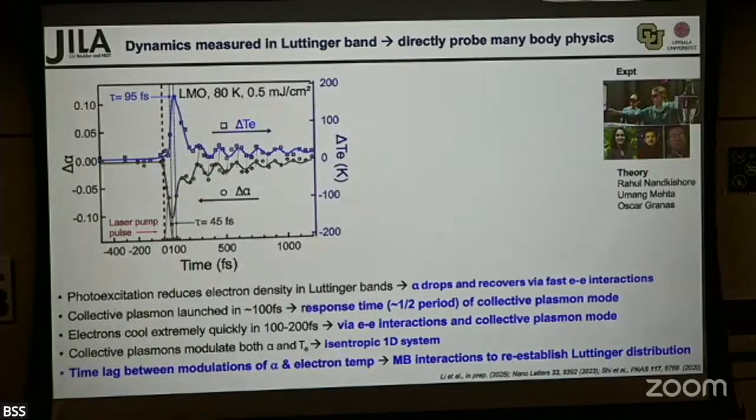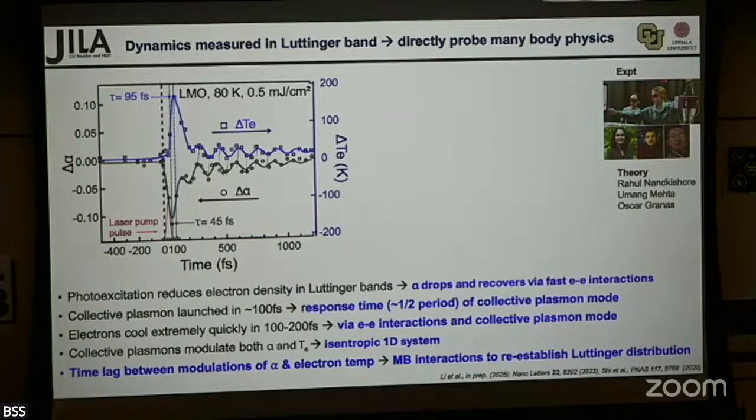But it's not really the electron temperature, it's the electron distribution, because the system is isentropic, because the electrons are not talking to anything else. So if you move them around and they relax back, you will see a change in distribution, which is a change in temperature, but not really due to energy flow, but rather constant electronic entropy. So if you move the band, you're going to have to change the distribution. You have to.